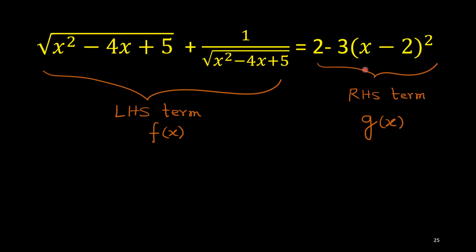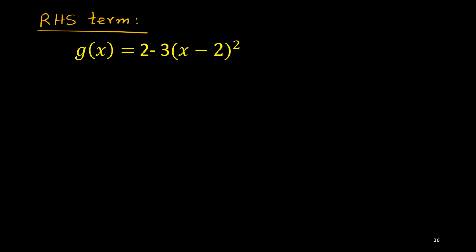The second term, this right hand side term, that is g of x, we need to find out. So g of x is 2 minus 3 times x minus 2 whole square. Okay. And now this is again squared, and squared means always positive for any value of x. Thus this g of x will be less than 2, because this is some positive value subtracted from 2. So g of x should be less than 2 for any value of x. Means g of x can have one maxima, that value is 2, and maximum will be at x minus 2 equal to 0, means x equal to 2.